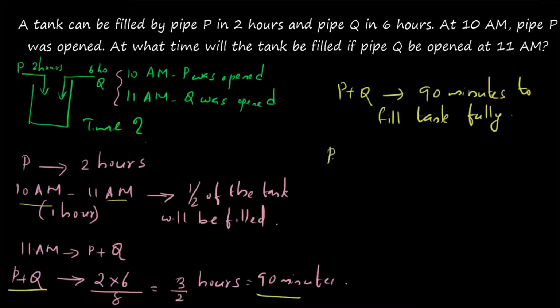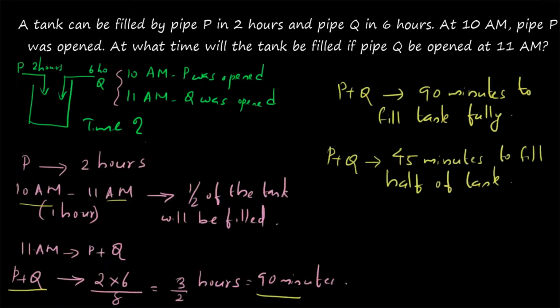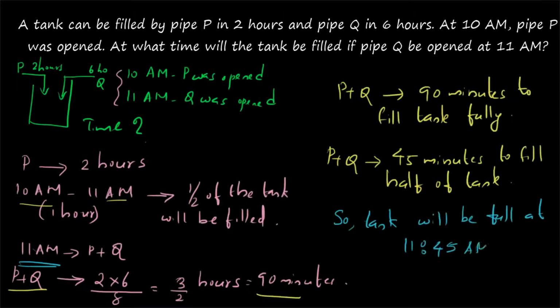So how much time will be taken? P plus Q will take 45 minutes to fill half the tank. So 45 more minutes will be taken for the tank to be filled. From 11 am, 45 more minutes will be taken, with both pipes P and Q working together. So the tank will be full at 11:45 am. That is the answer.